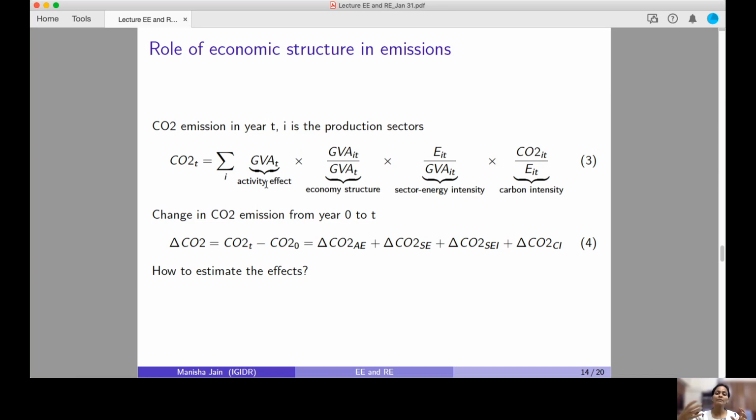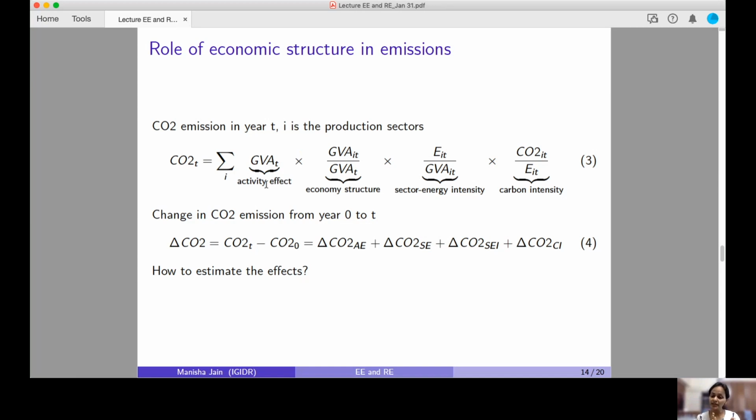We want to meet our climate goals by improving the technology which is used either in services sector or in the industrial sector. Okay? Now, this method of decomposing carbon dioxide from the demand side helps us to see that if there is a change in energy intensity, is it due to the economic structure? Is it due to shift towards services? Or is it because of improvement in technology in each of those sectors?